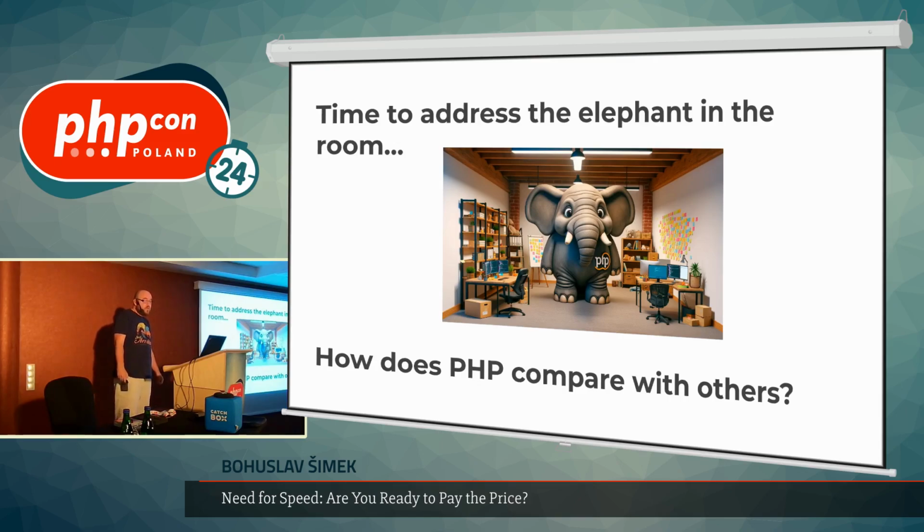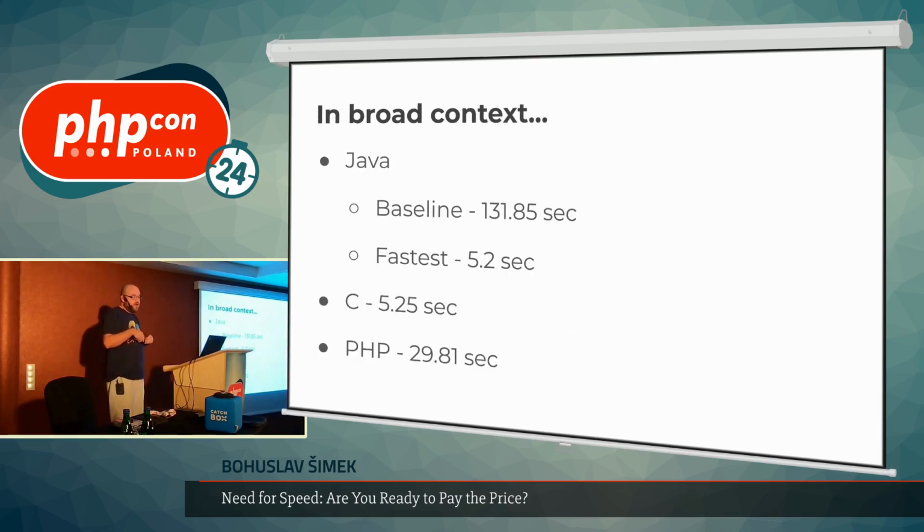Okay, so now it's the time to address the elephant in the room. In the PHP conference, there is always an elephant in the room, and this is how PHP compares with others. So I did the same measurement on my computer again, of course, with a solution in Java. What is kind of interesting, their baseline solution takes around 2 minutes, so 130 seconds. So it was slower than our final solution in PHP, so at least something kind of great. The fastest solution was 5.2.